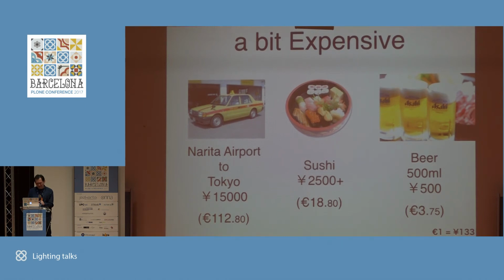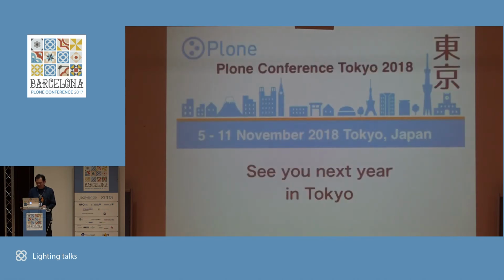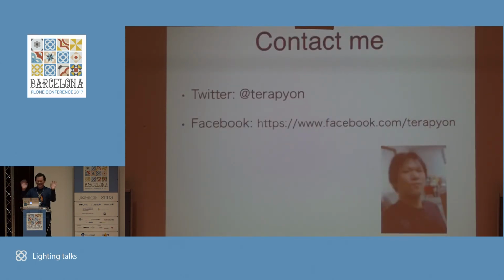This is Narita Airport. Tokyo has two big airports. Narita is far, and Haneda is very near our venue. Sushi can be expensive, but we have cheaper sushi around that we eat. It is also safe, because in 2020 we have the Olympic and Paralympic Games. So see you next year in Tokyo, on 1st November. Thank you very much.